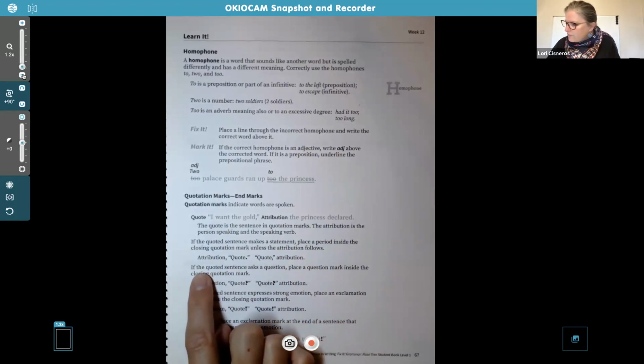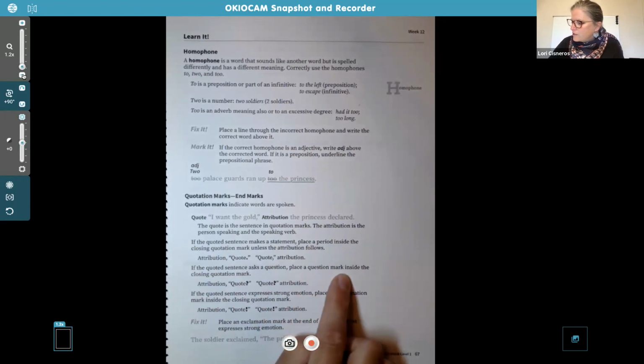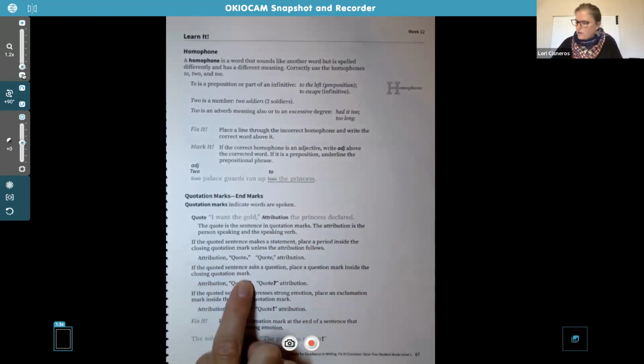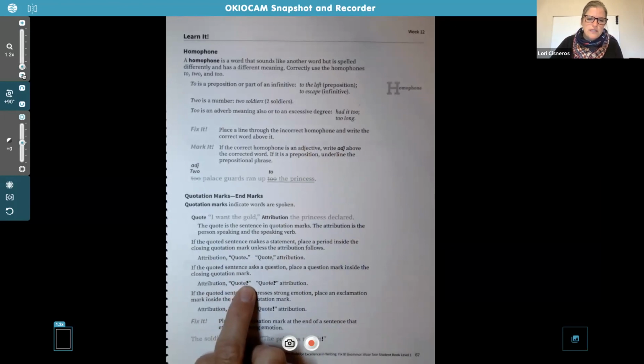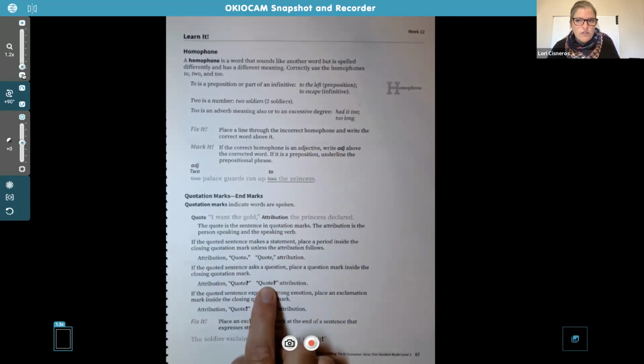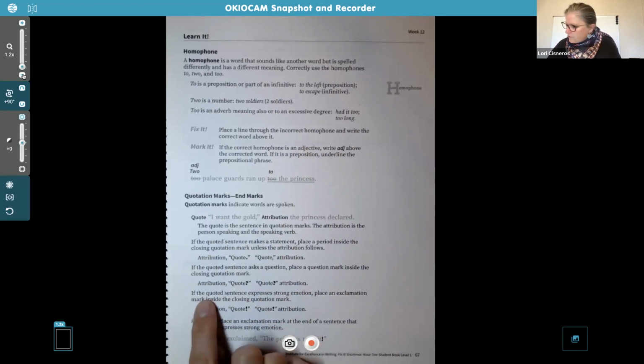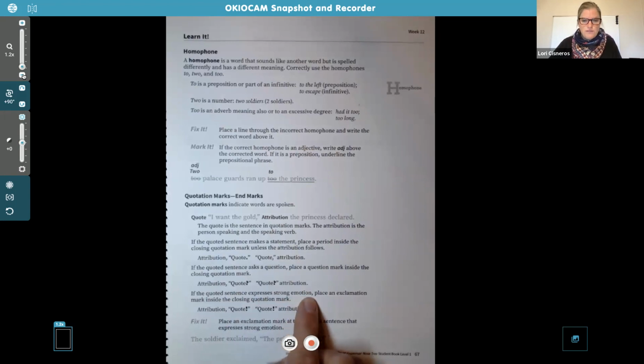Okay. If the quoted sentence asks a question, place a question mark inside the closing quotation mark. So here we have examples of asking a question. Whoever's speaking, and then the question, it goes inside the quotation mark. And the same here, if the question they're asking comes first, you put the question mark inside and then the attribution. If the quoted sentence expresses a strong emotion with an exclamation mark, then you do the same thing as the question mark. It goes inside the quotation. So attribution, comma, quote. Like Alex yelled, hey, don't take my pencil.